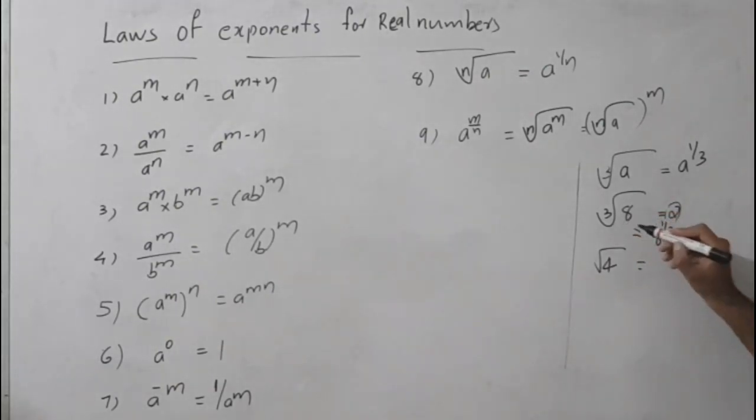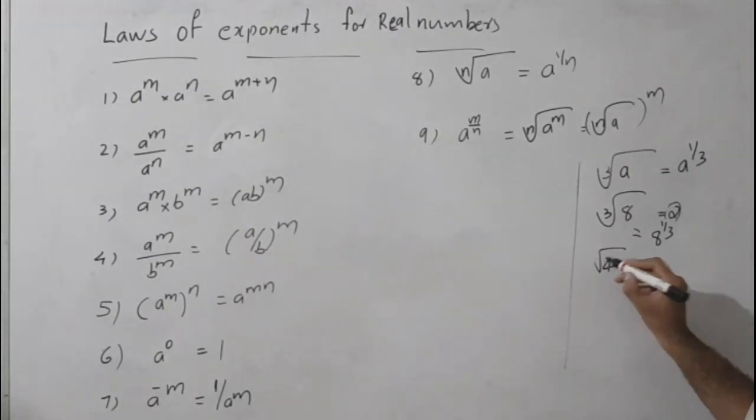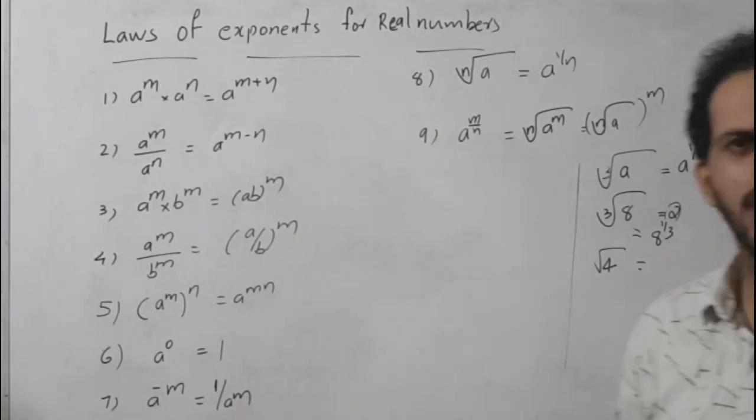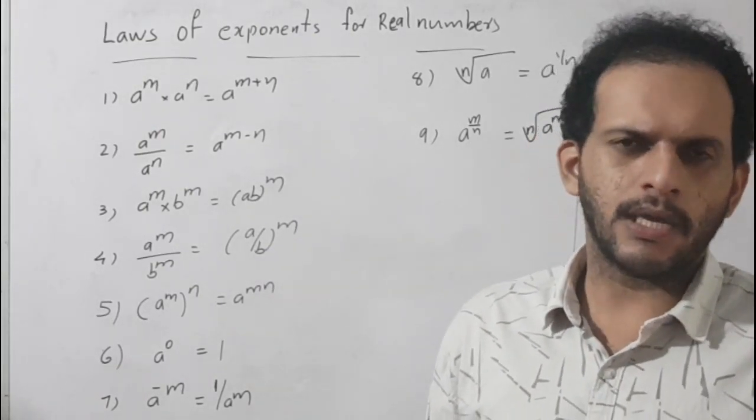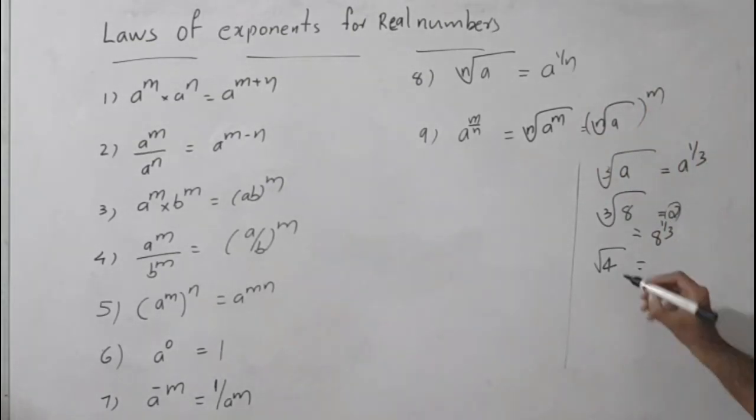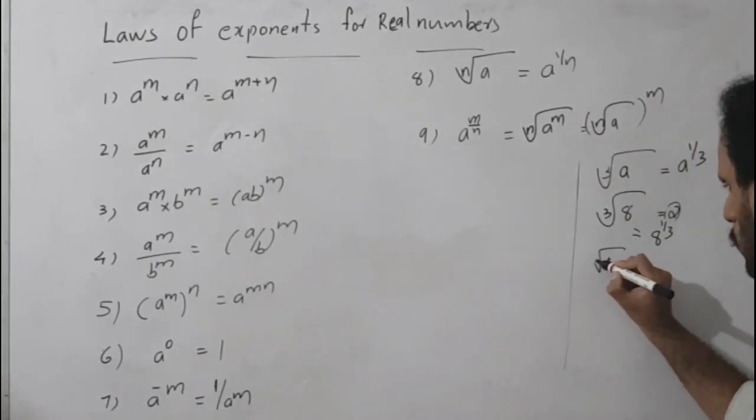How is the number possible to write like this, 8 raised to 1 by 3 or a raised to 1 by 3? Here we do not have a number, but we read it as square root of 4. The square root of 4 means here we have a number, and that one is 2.